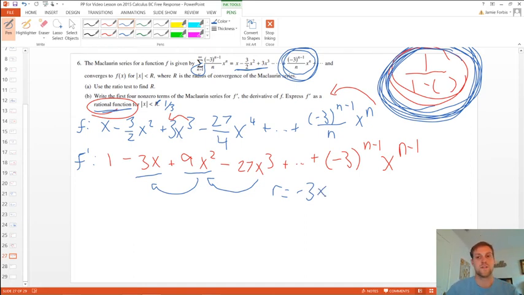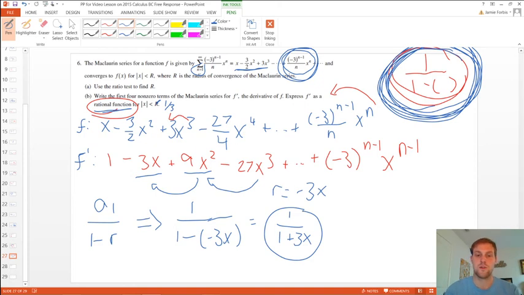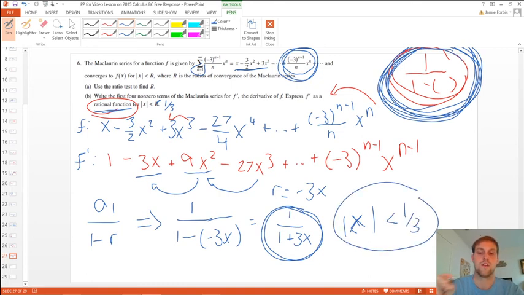So if I wanted to represent this as a rational function, we can use the form a sub 1 over 1 minus my rate, which in this case is 1 over 1 minus my rate of negative 3x, which equals 1 over 1 plus 3x. So there's the rational representation of my derivative, because I know that this sum is going to converge to that because it's geometric. And this is only true whenever the absolute value of x is less than 1/3.